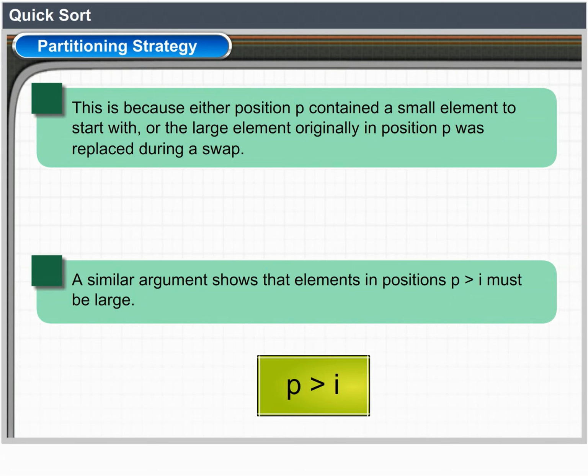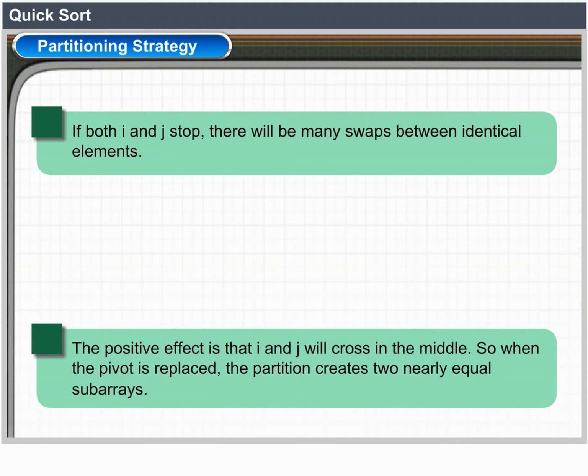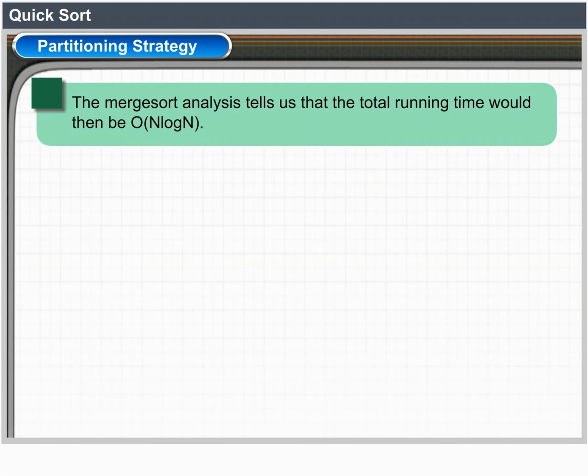If both I and J stop, there will be many swaps between identical elements. The positive effect is that I and J will cross in the middle. So when the pivot is replaced, the partition creates two nearly equal subarrays. The merge sort analysis tells us that the total running time would then be big O of n log n.